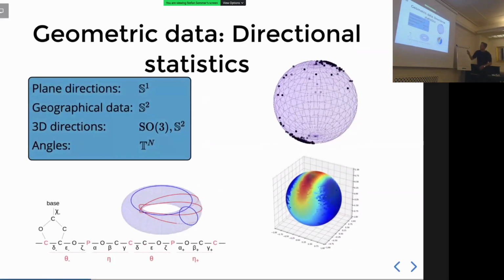Okay. And then this slide is just to say that now I've shown you shapes and so on, but geometric statistics is of course much more than that. It's like data on S2, modeling data on the world, graphic data, or it could be 3D directions, it could be angles on tori for protein structures and so on. So it's more general than just shapes.